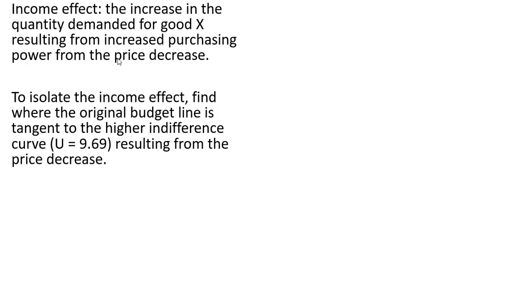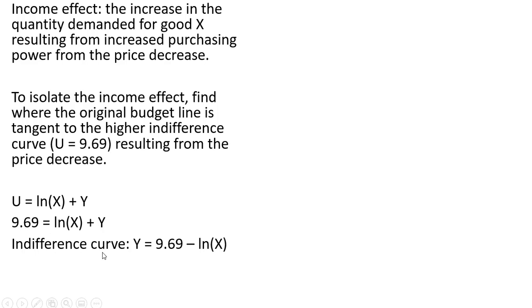So the income effect is going to be the increase in the quantity demanded for good X resulting from increased purchasing power from the price decrease. To isolate the income effect, we're going to find where the original budget line is tangent to our new higher indifference curve. So forming our new higher indifference curve, setting utility equal to 9.69 and solving for Y. Here's our indifference curve.